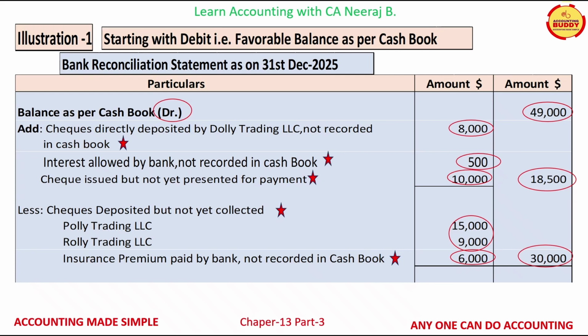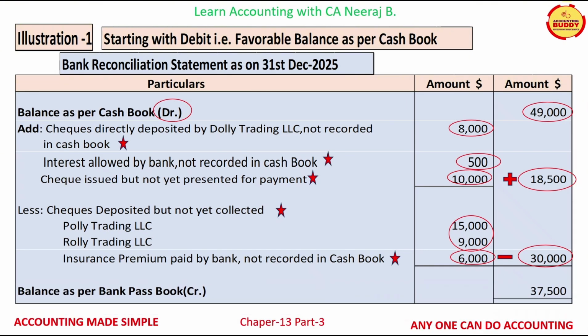Now, in the $49,000 debit balance as per cash book, the unmatched transactions of $18,500 are added and unmatched transactions of $30,000 are subtracted. We will get the credit balance as per bank statement for $37,500. This is the process which needs to be followed to prepare the bank reconciliation.